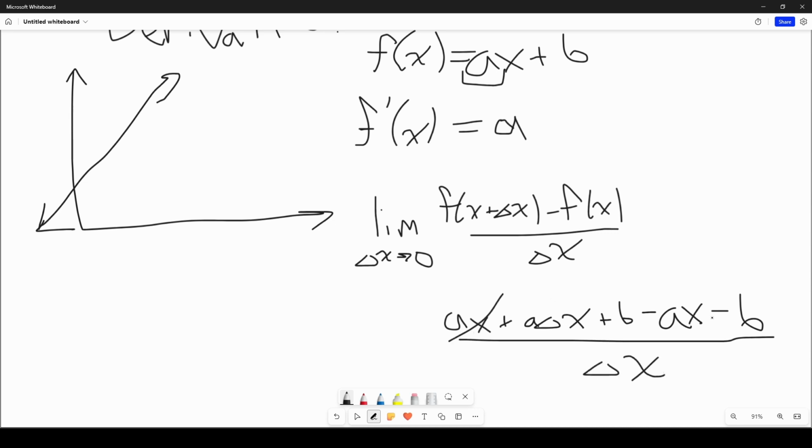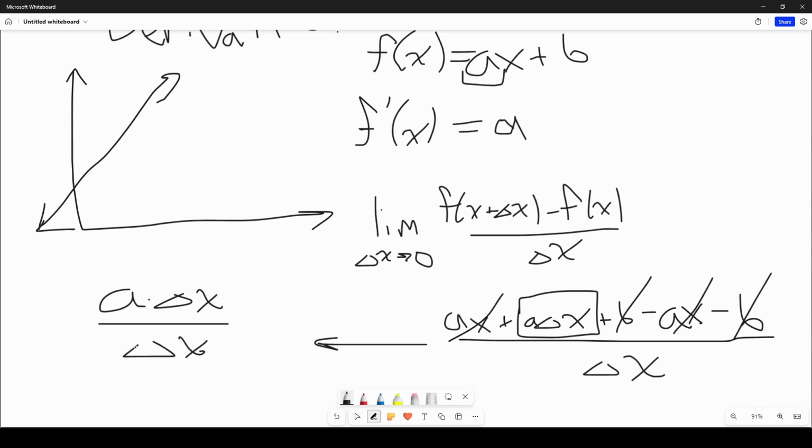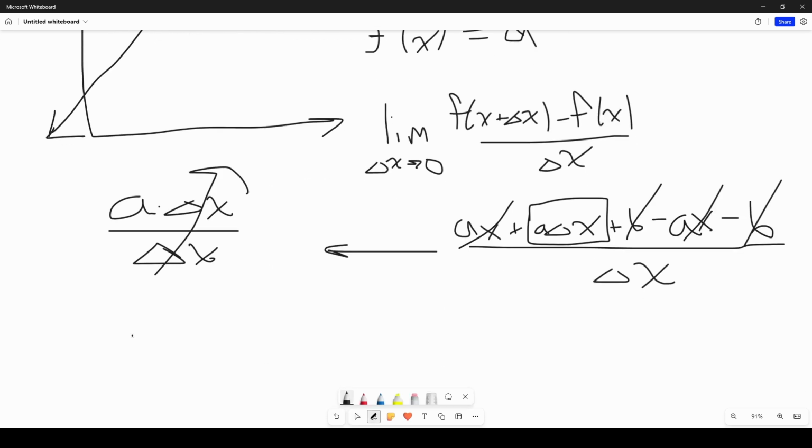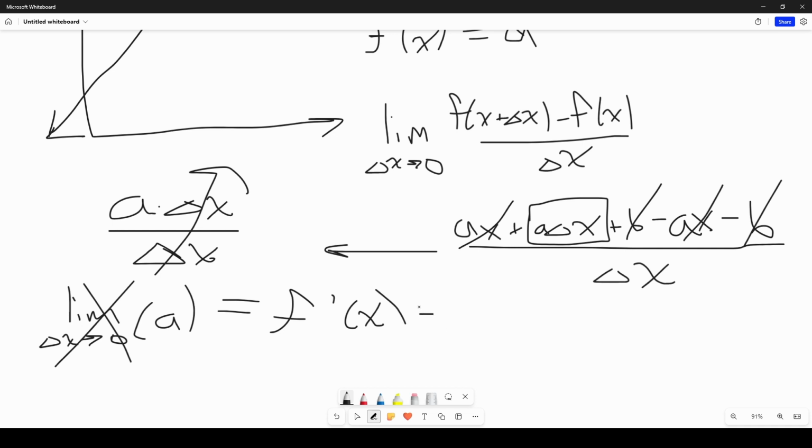So we see we have an ax cancel, we have a b cancel, and all we're left with is a times delta x over delta x. Now clearly these two cancel, and all we're left with is the limit as delta x approaches 0 of a. And since delta x is nowhere in this final equation, the limit doesn't matter. And so we have proven that f prime of x equals a.